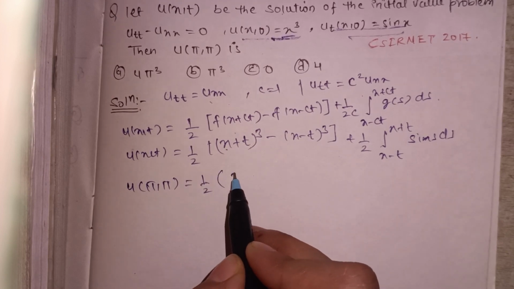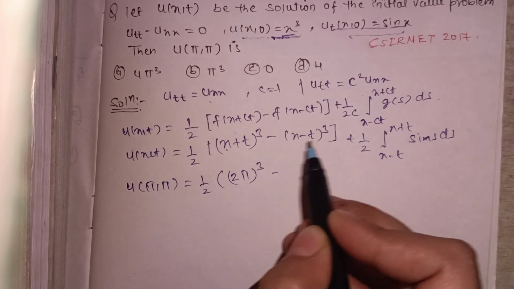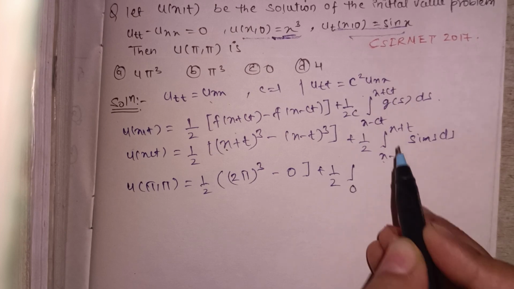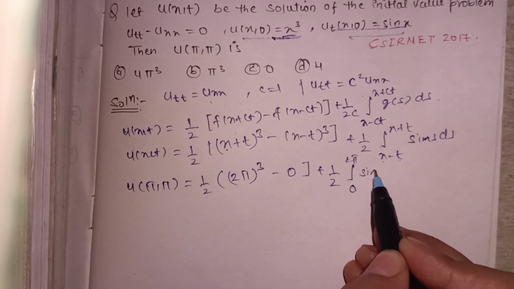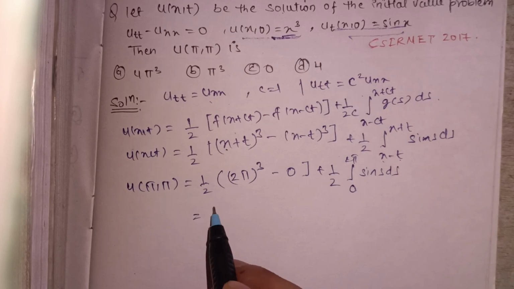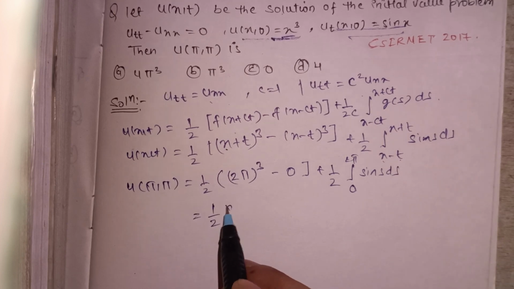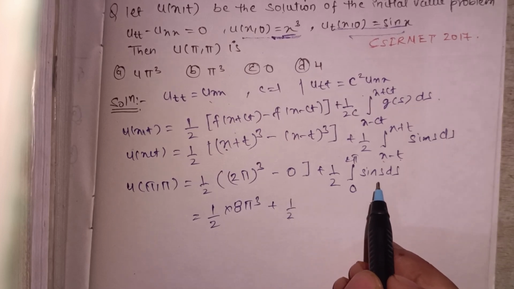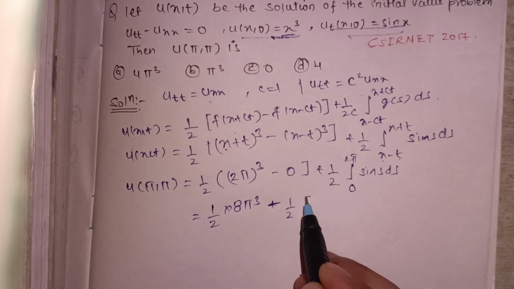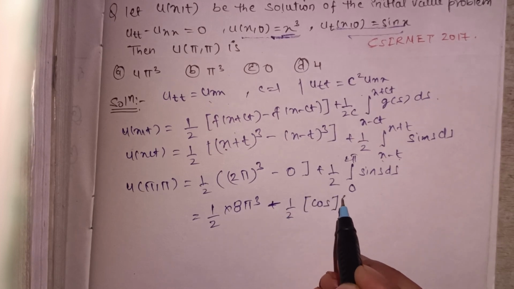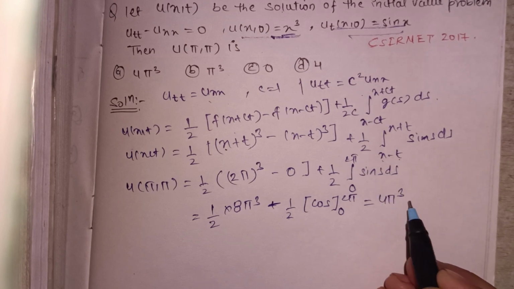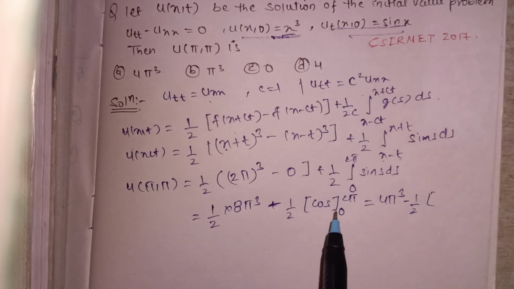Pi plus pi is what? (2 pi) cube, and pi minus pi is 0, plus 1 upon 2. Pi minus pi is 0, pi plus pi is 2 pi, and integral of sine s ds. So what we get? 1 upon 2 into 8 pi cube plus 1 upon 2, and integral of sine s is minus cos s from 0 to 2 pi, which is equals to 4 pi cube plus 1 upon 2. Here cos 2 pi is 1, minus of cos 0 is also 1.